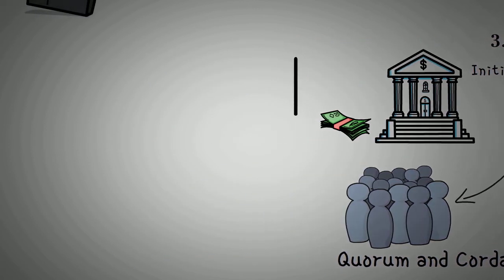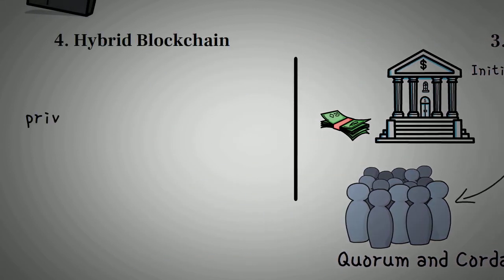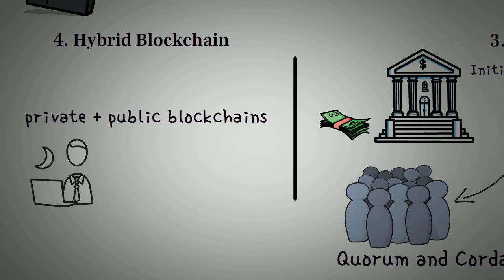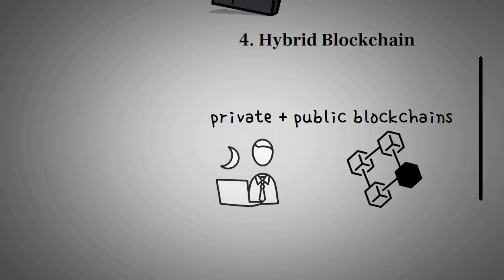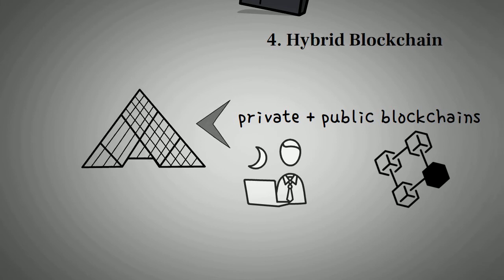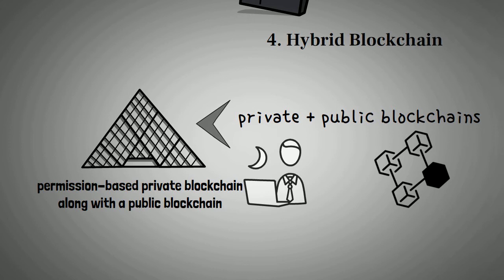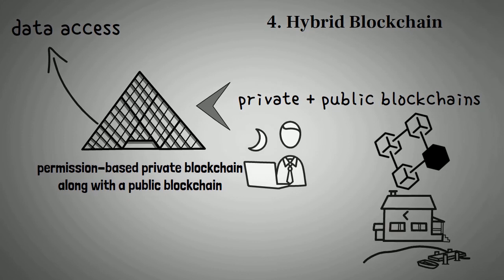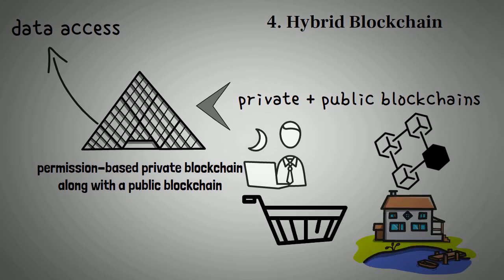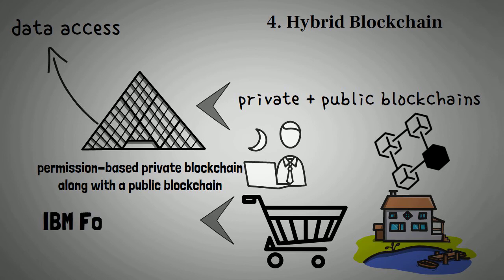The fourth one is hybrid blockchain. Hybrid blockchains combine the attributes of private and public blockchains. They can be centralized or decentralized and allow organizations to set up a permission-based private blockchain along with a public blockchain. This implies that the organizations can control the data access in the blockchain and what data to access publicly. It's used in real estate and retail industries, such as IBM Food Trust.